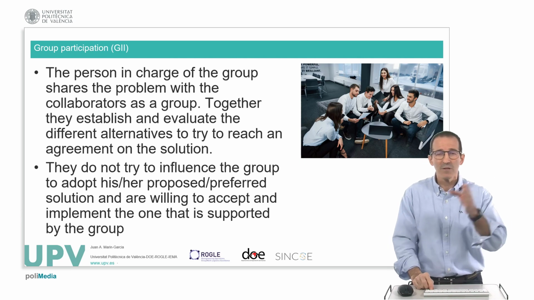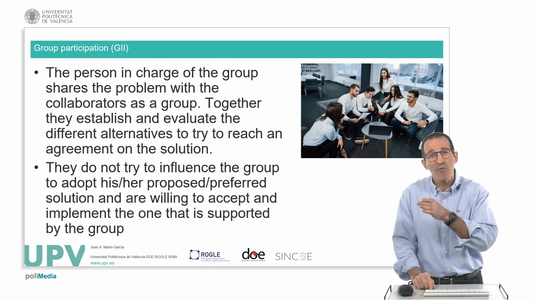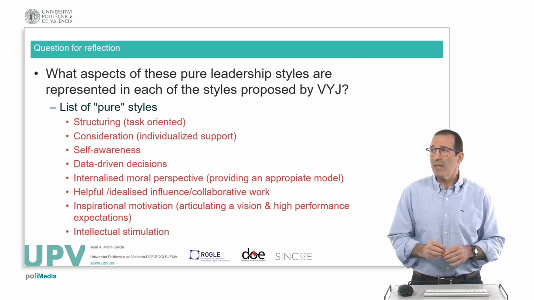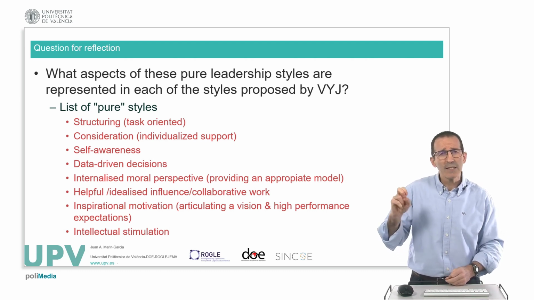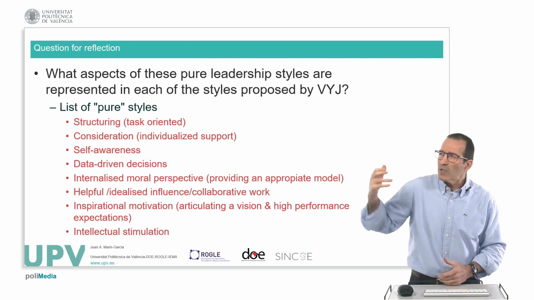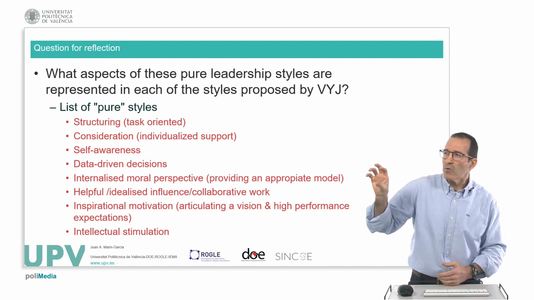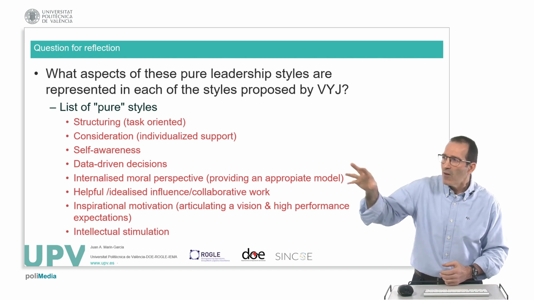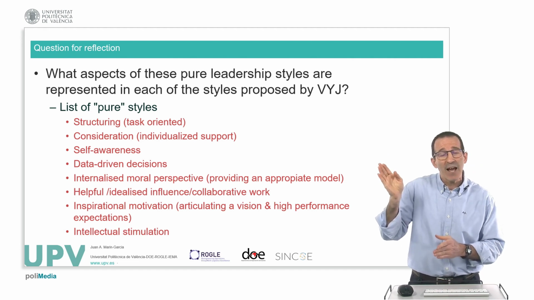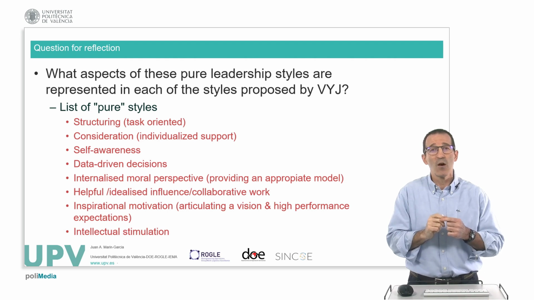You see here the different styles, from the first autocratic to this group participation, that there are different ways of approaching a solution. And what I would ask you to reflect on is, for each of these 5 styles that I've presented to you, what behaviors of the pure leadership styles appear in each of them? So I've put on the overhead transparency these pure styles, structuring, consideration and intellectual stimulation, and what behaviors of each of them you see reflected, if any, within each of the 5 models of Vroom, Yetton and Jago that I mentioned.